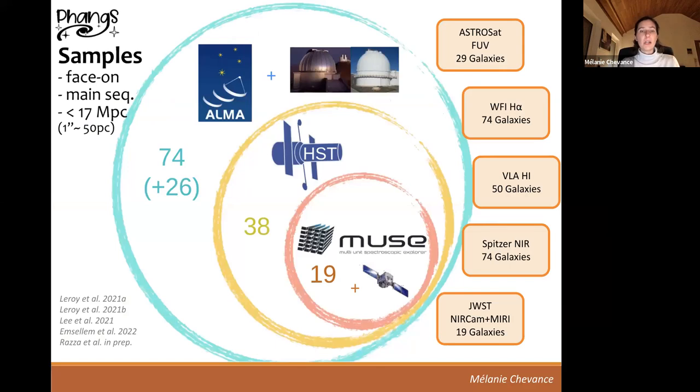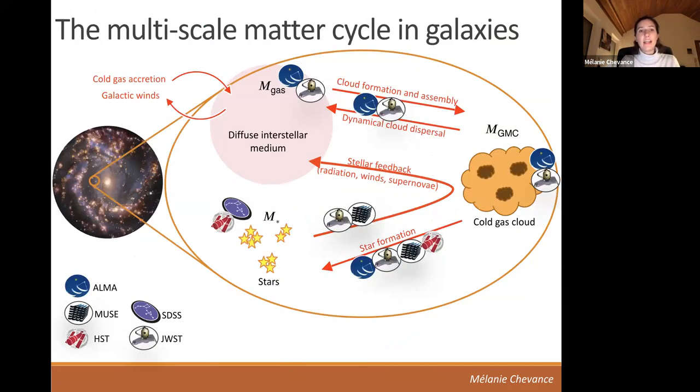but in as many as we can in the nearby universe. And over the years, we've accumulated high resolution observations with ALMA, HST, MUSE, and now with JWST. With all of this data, we can now determine not only the star formation and feedback part of the cycle, but also start to look at cloud assembly, and not only for one galaxy, but for about 60 of the nearest galaxies in the universe. We've done that already for about 54 galaxies.